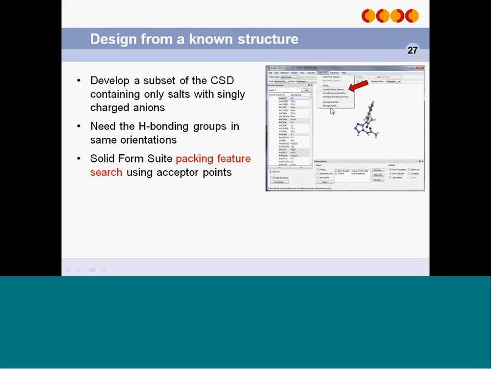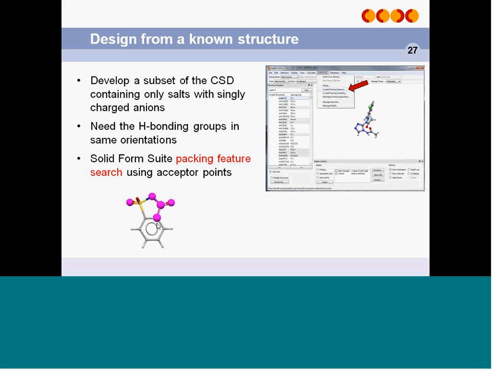What we can use is the packing feature part of the Solid Form Suite within Mercury. We can then develop a subset of the CSD containing molecules that are of relevance, so in this case salts with singly charged anions. To find the molecule that will fit into the framework, we need hydrogen bonding groups that are in the same orientation. So we can use this packing feature search on the saccharinate counterion using those acceptor points, the ones that we've already identified as forming interactions with the host. We don't need to worry about this second acceptor on the sulfonyl group because it doesn't interact with the framework.